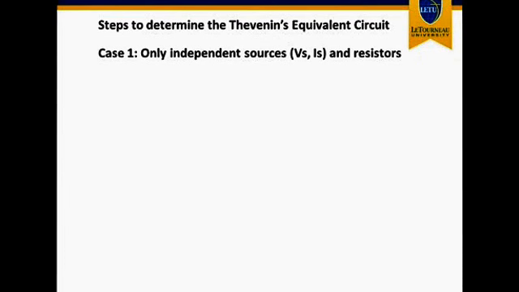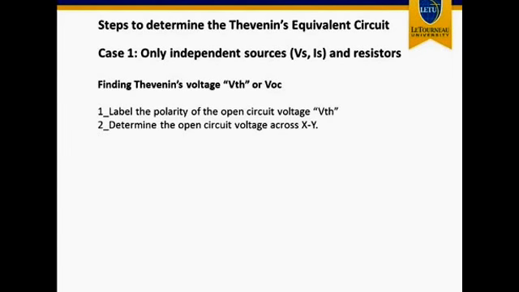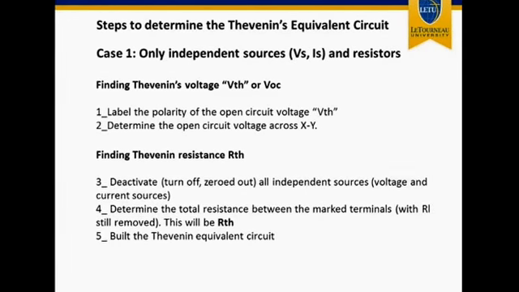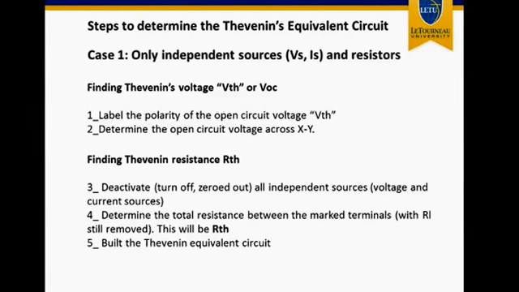We're going to work on case 2 of Thevenin equivalent, but before doing that, let's review the first case of the Thevenin equivalent circuit. The first case includes only independent sources, voltage sources or current sources, and resistors. The steps are the following. We first need to find the Thevenin voltage. And once we find the Thevenin voltage, we proceed to find the Thevenin resistance. Thevenin voltage and Thevenin resistance will give us the equivalent circuit.